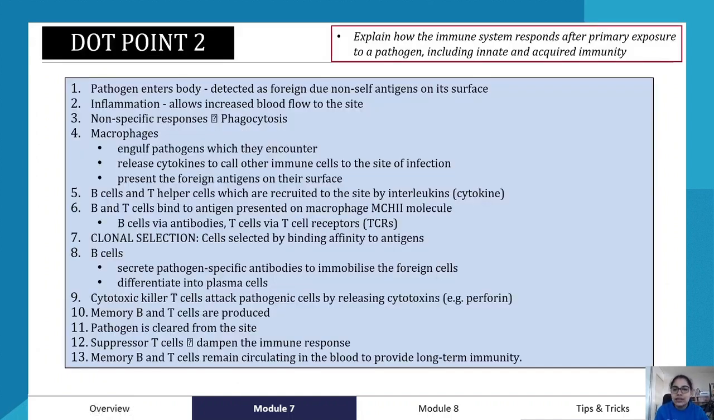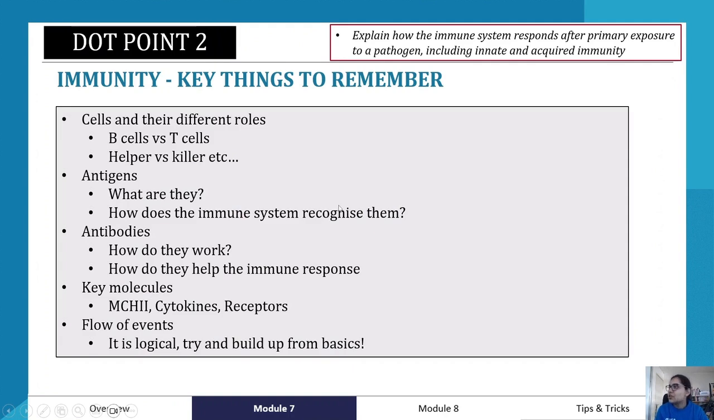Okay, so this is a summary for us. This just outlines all the differences between each one, and I'm just going to move on so that we can actually spend time on the module. So key things to remember: cells and their roles. Remember B cells versus T cells, helper versus killer cells, and so on. The analogy of the friend group always helps me remember it. If that helps you, go for it. If you find another way to remember it, go for it.